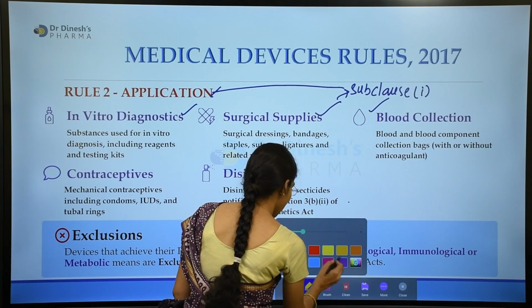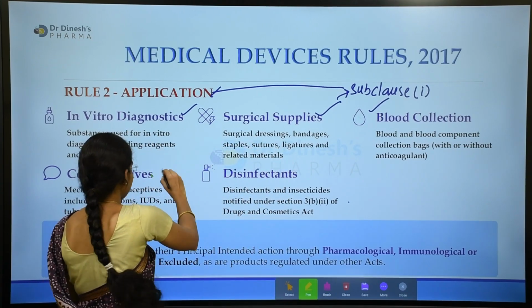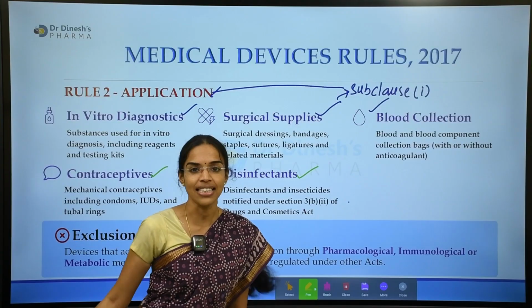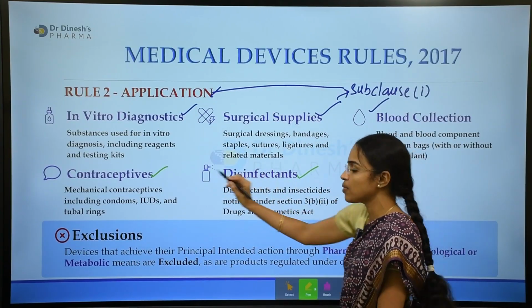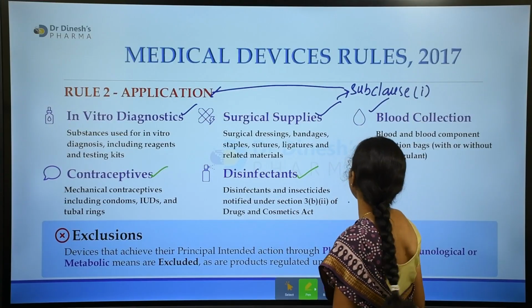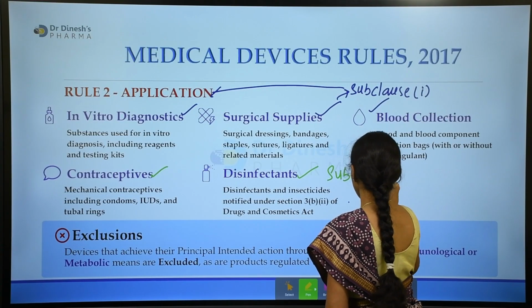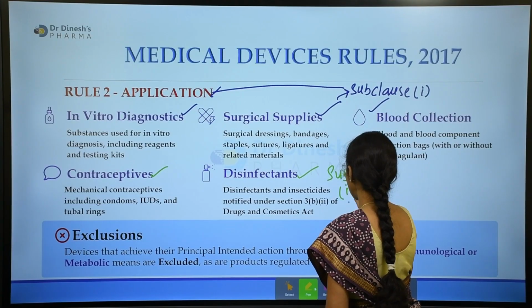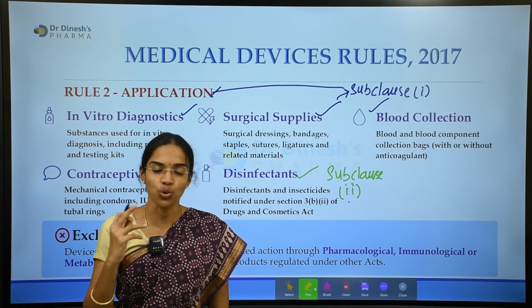Next we have the contraceptives and disinfectants. These contraceptives and disinfectants are covered under subclause 2 of Rule 2.